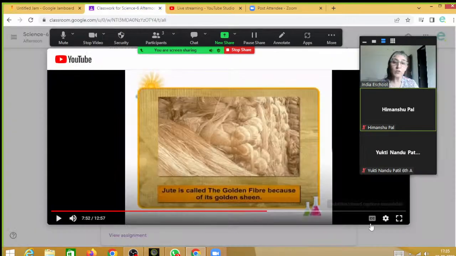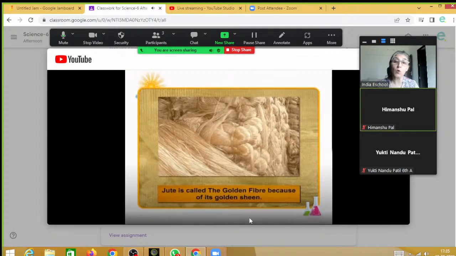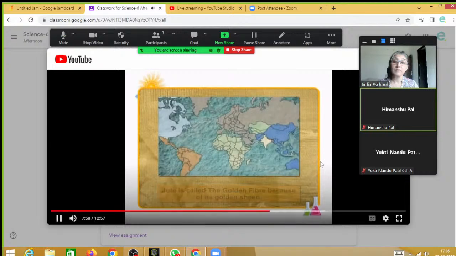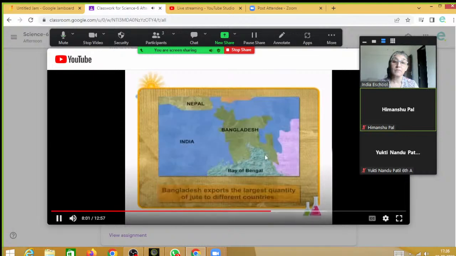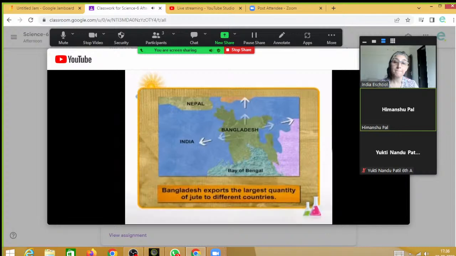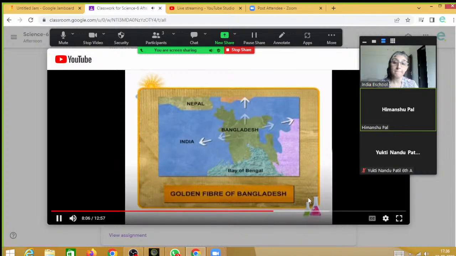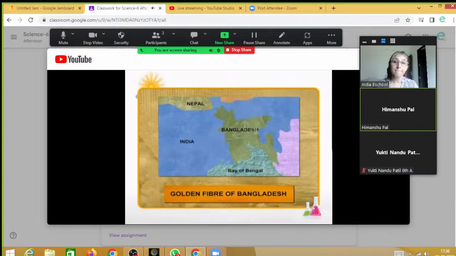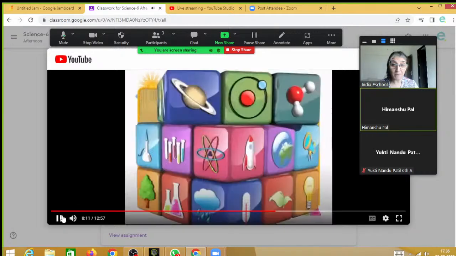Jute is called the golden fiber because of its golden sheen. It got its name because of its golden sheen. Bangladesh exports the largest quantity of jute to different countries. Since Bangladesh earns a lot of revenue from jute, jute is called the golden fiber of Bangladesh. Okay, so you should remember.